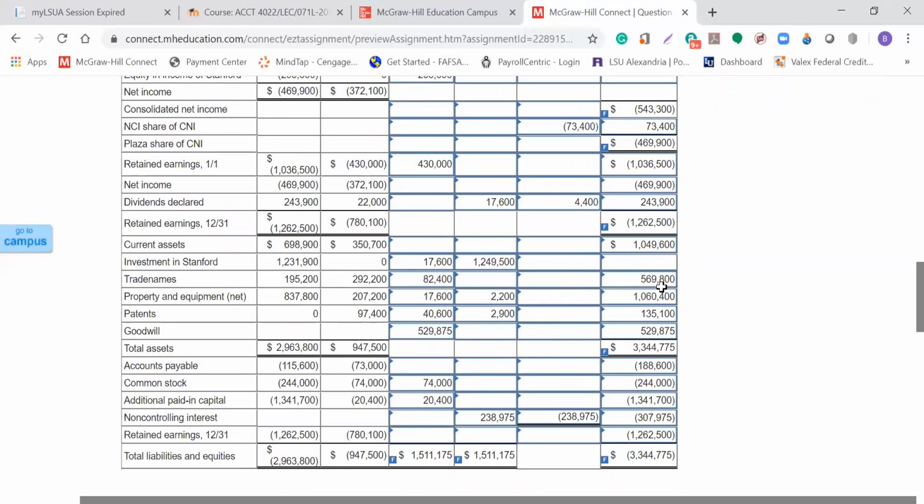Your current assets, including your trade names, your equipment, patents, and goodwill to give you your total adjusted assets. Accounts payable, common stock, additional paid-in capital, non-controlling interest, and your retained earnings to give you your total liabilities and equity.